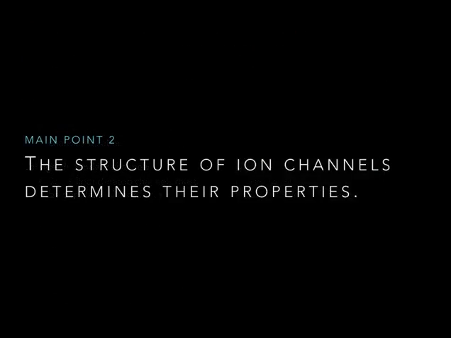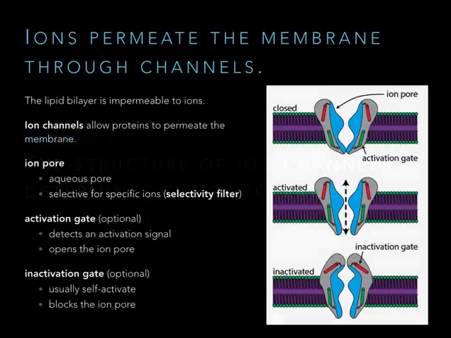Okay, let's talk ion channels. We're going to talk general structures and then how these are going to determine their properties. Okay, a couple things to keep in mind. Not every ion channel is going to have the same components. Okay, they're all going to have an ion pore because the lipid bilayer is going to be impermeable to ions. That hydrophobic core is going to prevent charged molecules from freely diffusing. That's why we need ion channels in the first place. So we have to have the ion pore.